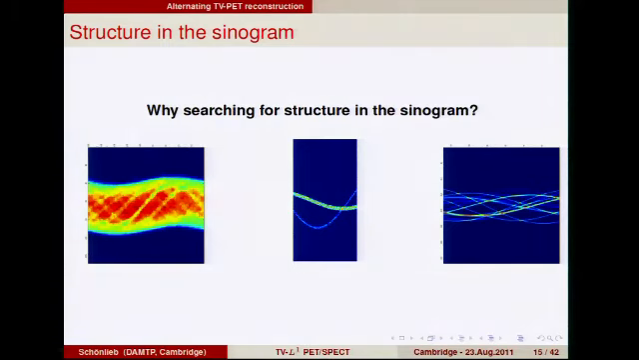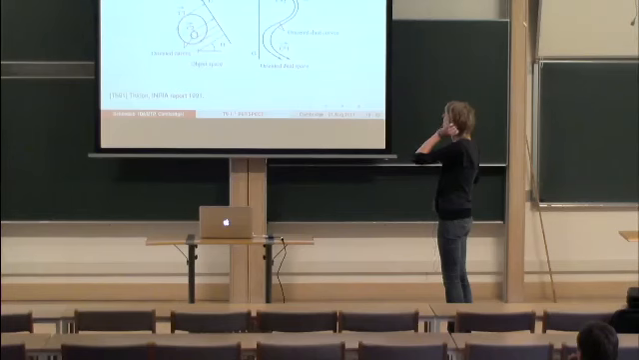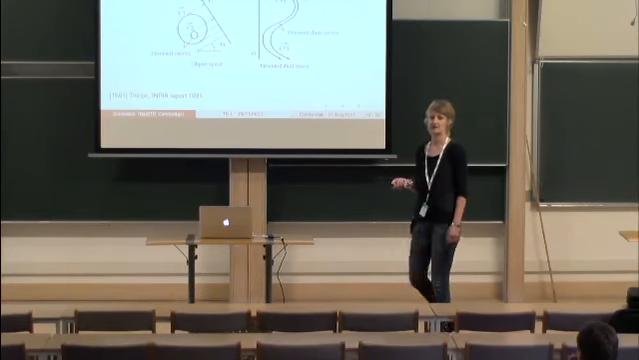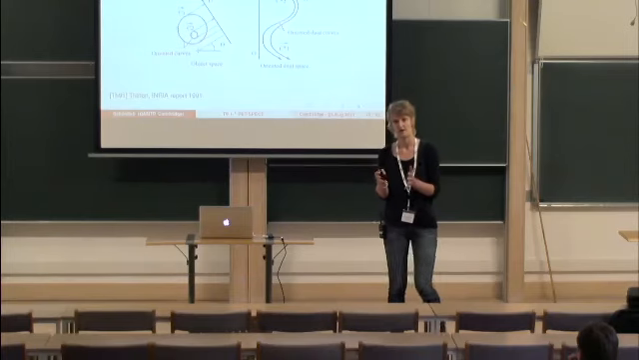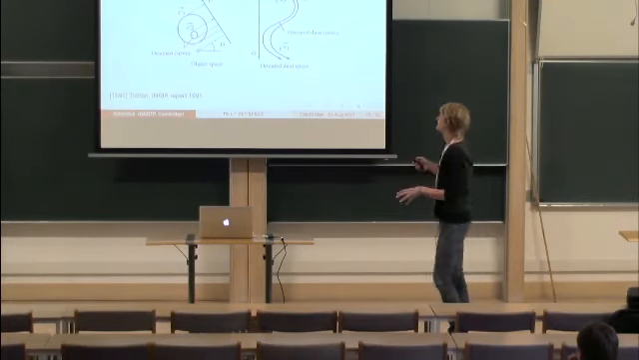And one motivation that we only got to know later on in our project is a work by Jean-Philippe Thirion, who is doing the following. He proposes an edge detection algorithm for PET images, not by detecting the edges in the image, but by detecting the edges in the sinogram. Okay. So what is the intuition for this?